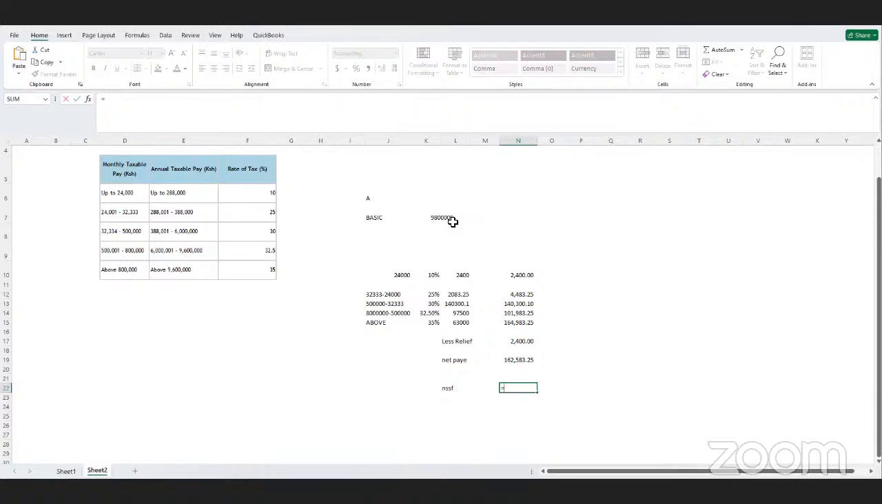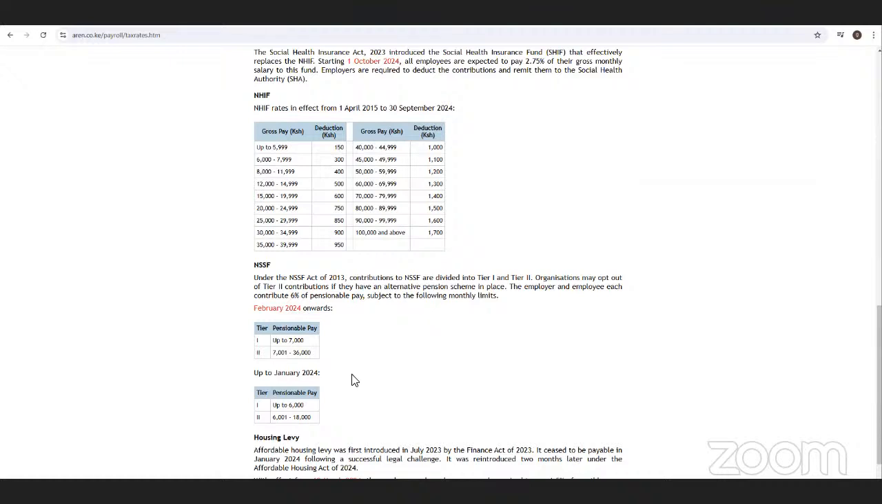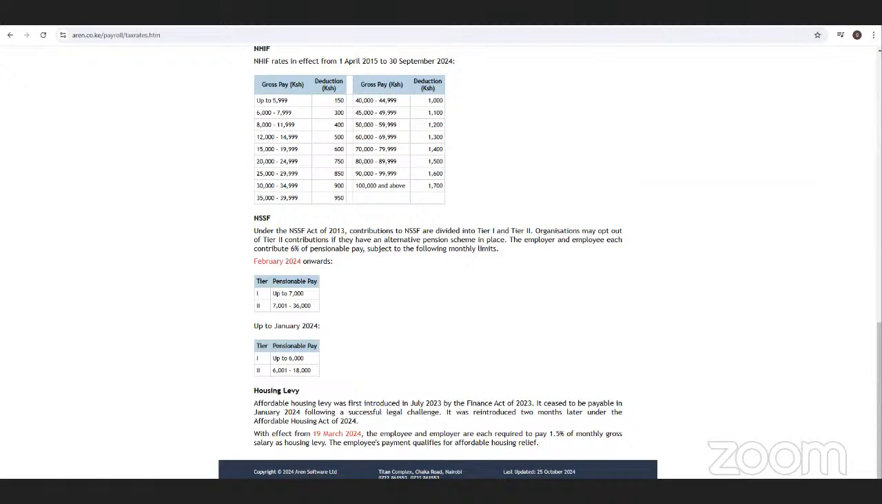the upper limit of NSSF now, 2150 or 2190? 6%. So the upper limit is 2190.